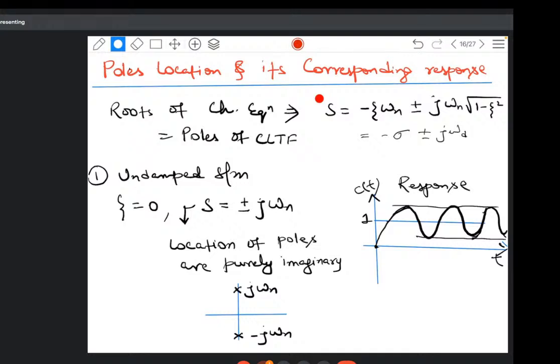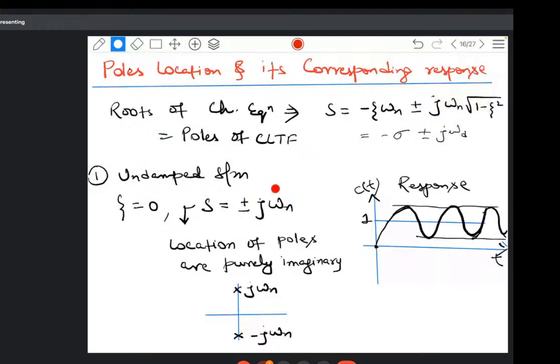Say I am considering the first type of damping, that is the undamped system. Undamped system means zeta will be equal to 0. If zeta is equal to 0, this entire part will vanish, that is, the attenuation part will not be there. You will be left with just S equal to plus minus j omega d. Omega d is omega n under root 1 minus zeta square. But zeta is equal to 0, no damping is there, so this part will be just 1. So omega d will be equal to omega n. So S is equal to plus minus j omega n.